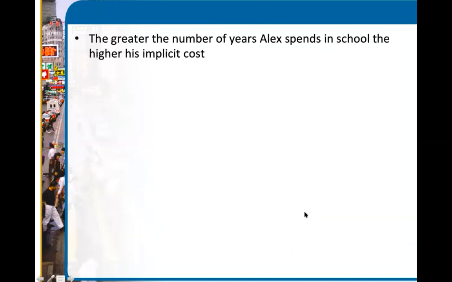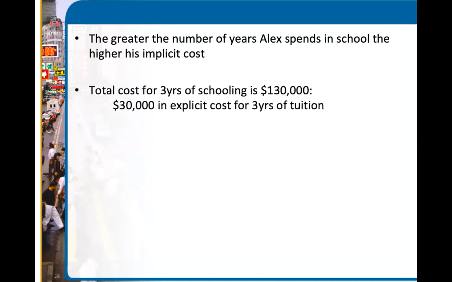Now, the greater the amount of time Alex spends in school, the higher the trade-off or implicit cost. Of the 3 years in school, he's spending 130,000. Thirty thousand of that is for tuition, $10,000 per year, but he has an implied cost of $100,000 of his foregone salary. That's what he has foregone for the 3 years that he spent in school, for a total cost of $130,000. You need to consider your implicit cost when you assign a value to it.